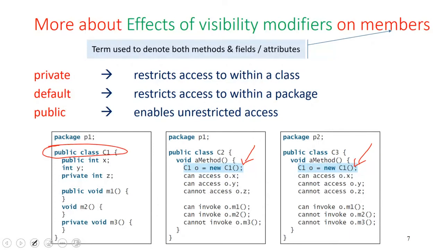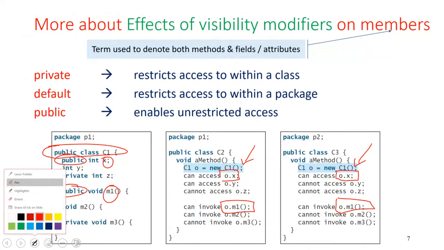Now, once I have a reference to a new object of class C1, if I try to access o.x here, it works. If I try to access o.x here, it works. Same thing if I try to call the method o.m1 here or o.m1 there. So accessing the attribute x and the method m1 works from everywhere because they are public. That's what public means.